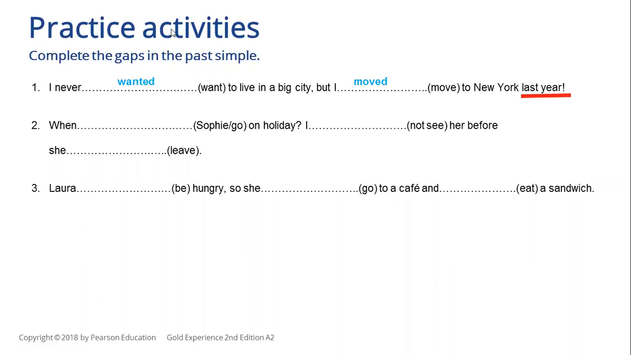Wanted and moved. Both are regular. As you can see, they have ed, and all the regular verbs have ed. I never wanted, you can say wanted or wanted, it depends on which kind of pronunciation you use. I never wanted to live in a big city, but I moved to New York last year. So it means that it happened, and now it's not going to happen again. That is past. Now, the second one.